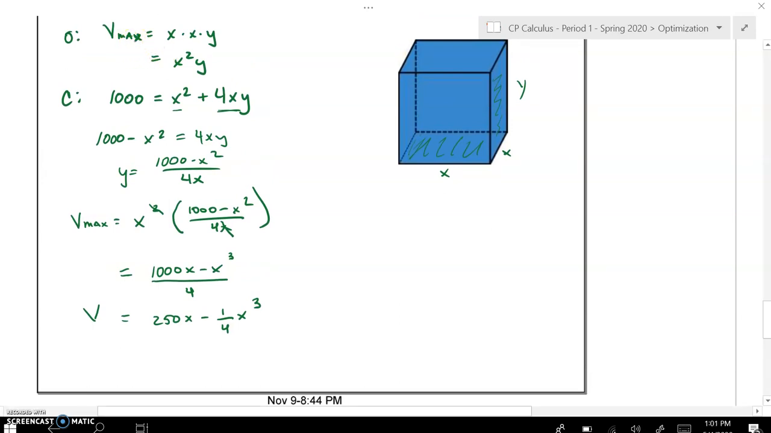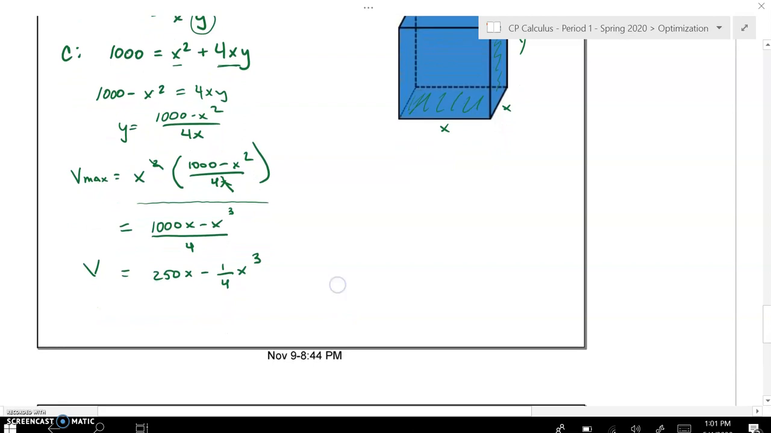So you'll see it's x squared y. I am now going to replace that y with what I came up with in the constraint equation, which is (1,000 minus x squared) over 4x. And when I do that, it looks like this. You'll notice now everything is in terms of x. I'm dealing with one variable. So I'm down to one equation, one variable, so I can work through and find the critical values that I need to be able to optimize the volume of this box.